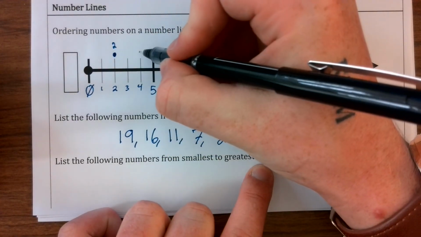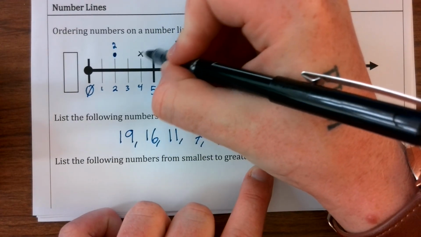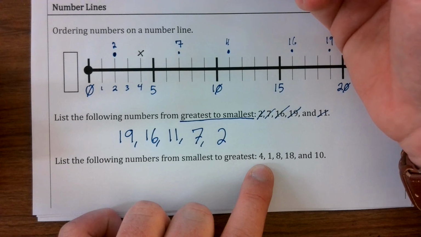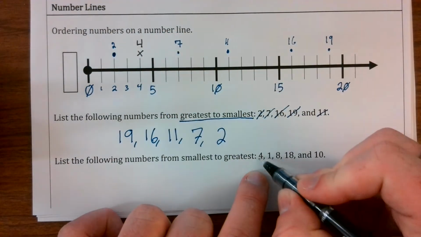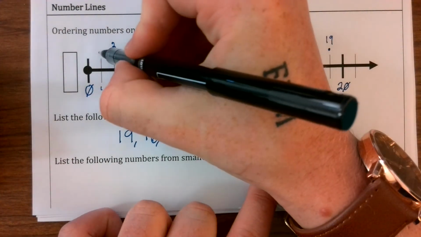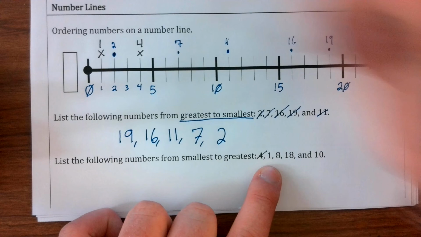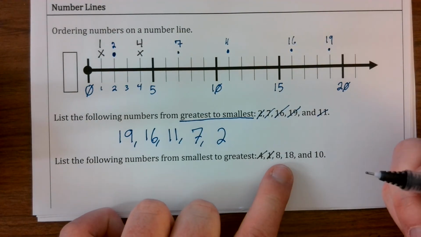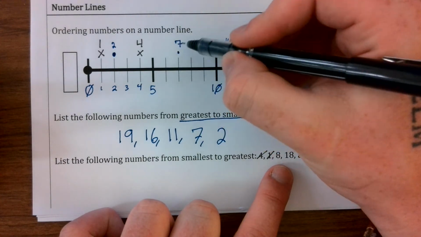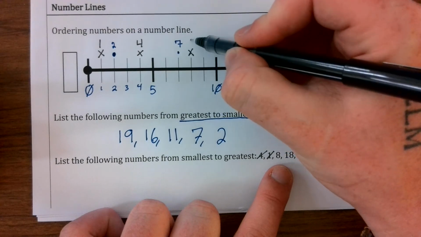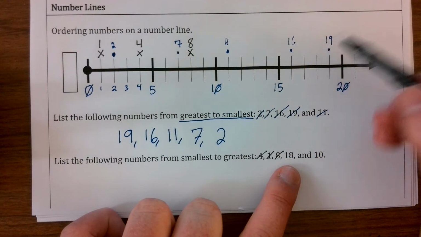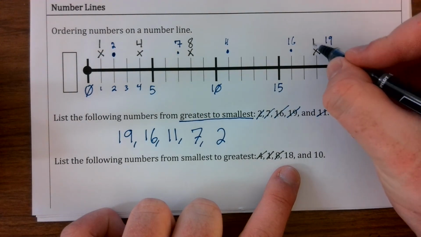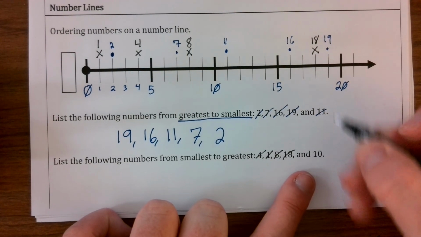So here's 4. And I'm going to put an X instead of a dot so that if we can't see the color difference, because it's not showing up super well, it's a little easier. So 4. We have 1. I'm going to go back over here, put an X and a 1. We have 8. So 7 is here. 8. 18. So here's 19. I'm going to go back one for 18. And 10.